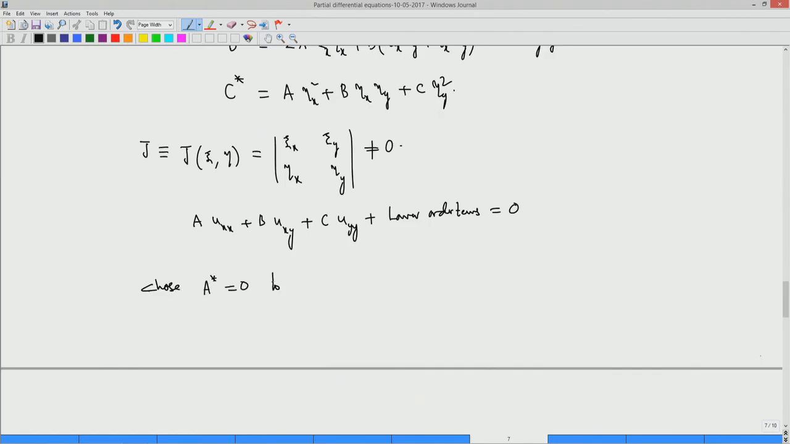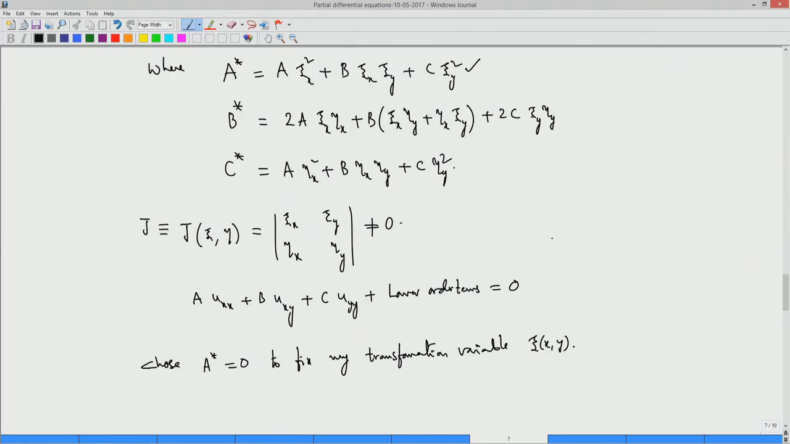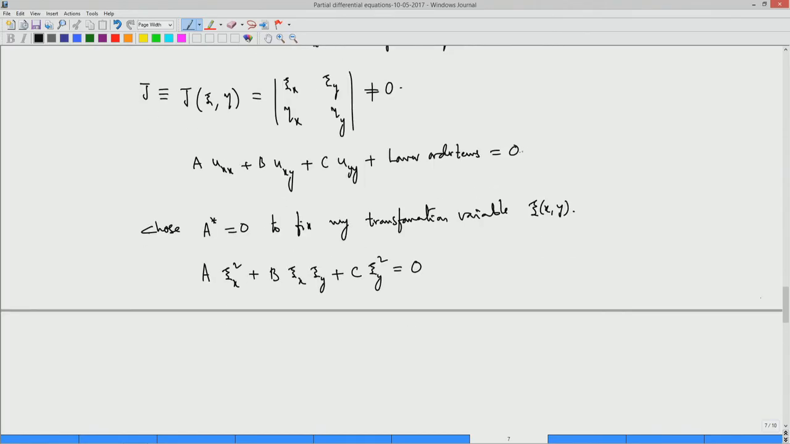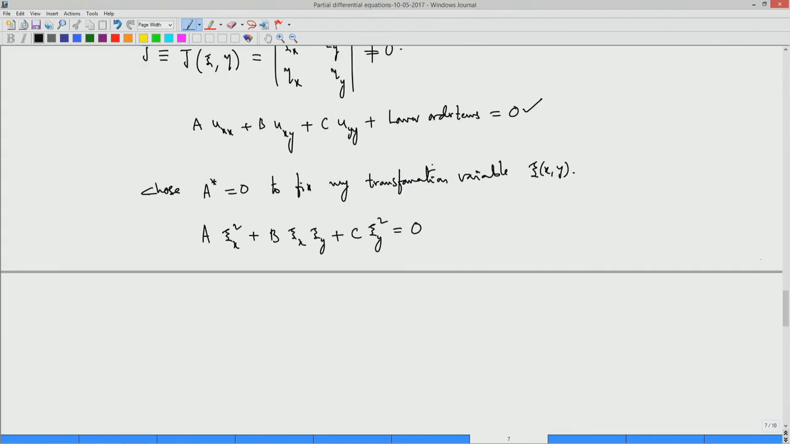So, can I fix my transformation variable xi of x, y? That is why we are choosing this. a star is a xi x square plus b xi x xi y plus c xi y square equal to 0. I know a, b, c from the given equation, so if I substitute and make it equal to 0, a star equals 0.